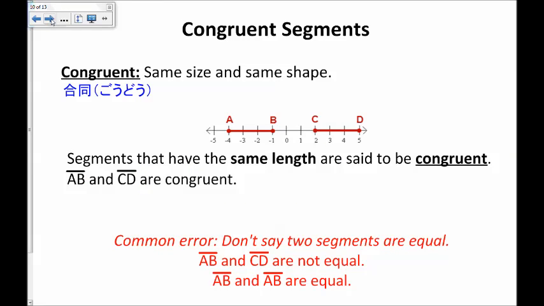Next, congruent segments. Congruent means same size and same shape. Okay? Segments that have the same length are said to be congruent. In this picture, segment AB and segment CD are congruent. Okay, now here's a common error. Do not say that two segments are equal. Segment AB and segment CD are not equal. They are congruent.